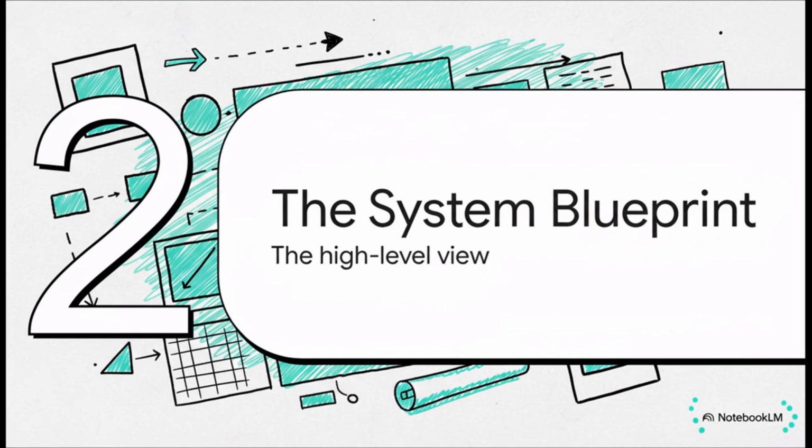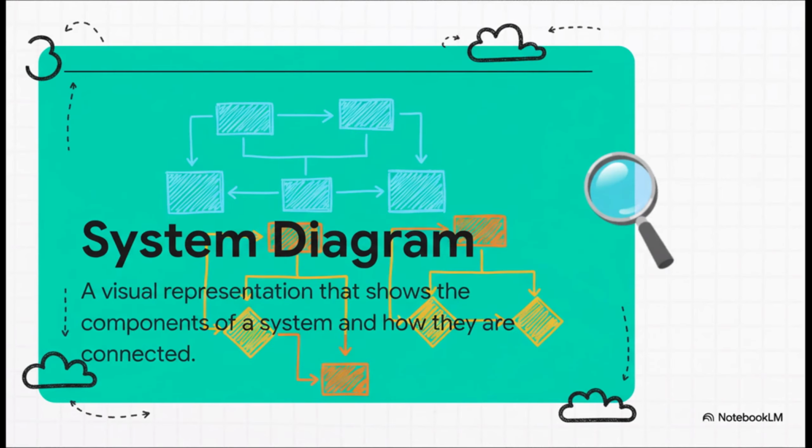This brings us to section 2, the system blueprint. And I want you to think of it exactly like an architect's blueprint for a house. You don't start by picking out throw pillows, right? No, you start by figuring out where the rooms, the walls, and the doors are going to go. This is that high-level structural view of the whole thing. In the tech world, this blueprint is called a system diagram, and it's such a simple but powerful idea. It's just a visual map that shows all the major parts of a system, and, this is the crucial part, how they're all connected. It's like having that 30,000-foot view that lets you see the entire landscape all at once.